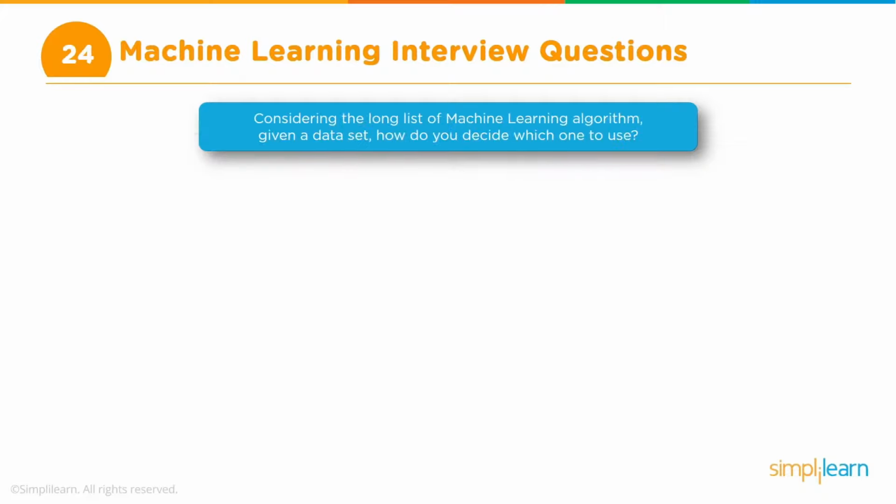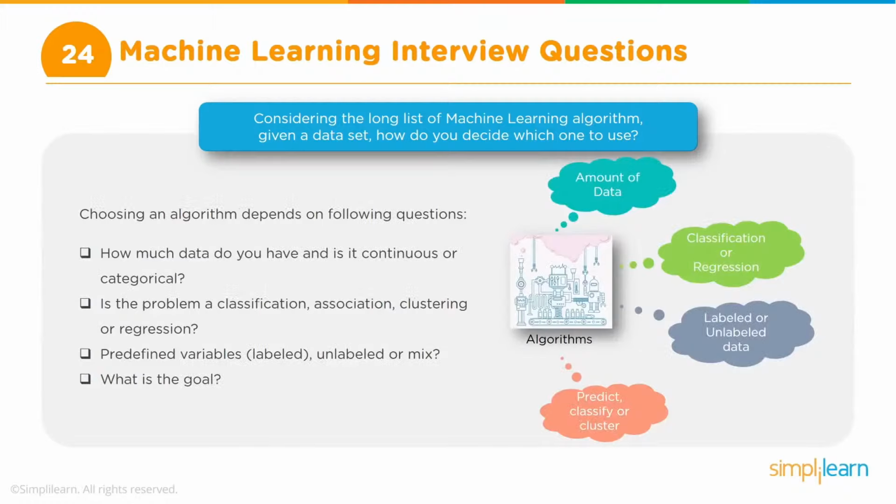So the next question is, considering the long list of machine learning algorithms, how will you decide on which one to use? Once again, there is no way to outright say that this is the algorithm that we will use for a given data set. This is a very good question, but the response has to be that there will not be a one size fits all. First of all, you can probably shorten the list by saying whether it is a classification problem or a regression problem. To that extent, you can shorten the list because you don't have to use all of them.